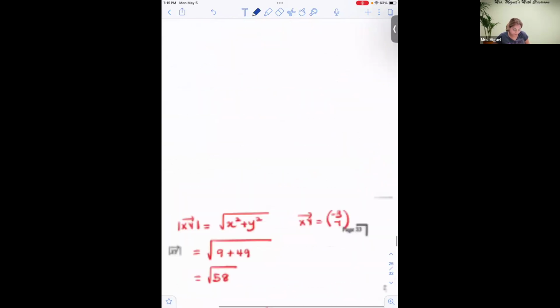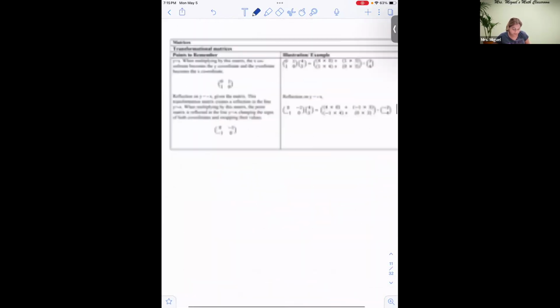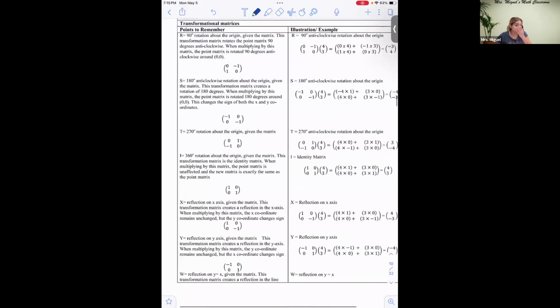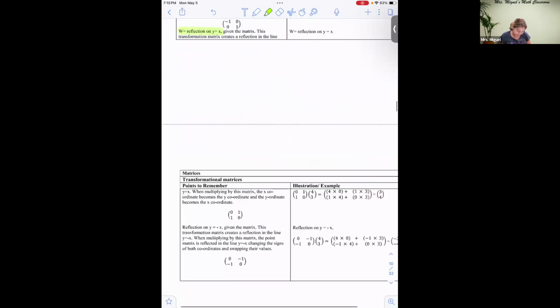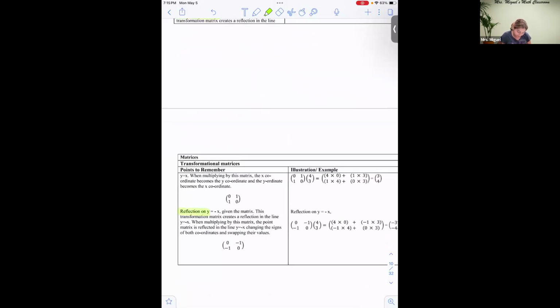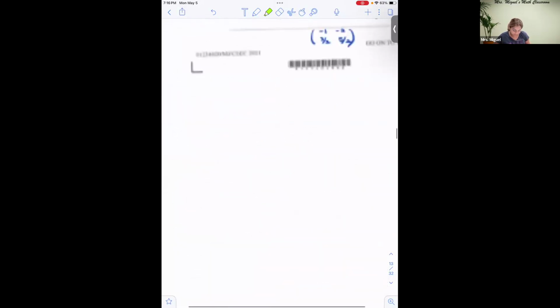All right, so we reached the final part here, which is the transformational matrices. So I want to point out something. Now, this is my note here. There are certain transformational matrices that you need to know. Rotation of 90 degrees, reflection in the x-axis, reflection in the y-axis, reflection in the line y equal to x, reflection in the line y equal to -x. So make sure you learn that.